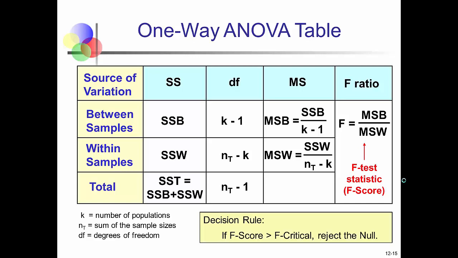So our decision rule here: if the F-score is bigger than an F critical value, which we will draw out of a table or use F inverse in Excel to find, then we can reject the null hypothesis. So if our F-score is big compared to our F critical, we can reject the null hypothesis. Then we know that there's a difference between at least one of the population means that we're considering.